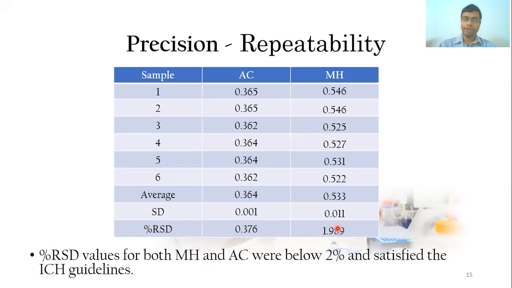However, the ICH guidelines give a limit for us. It says if the percent RSD is less than 2%, then we can accept this as a valid precision. In either case, this value is less than 2%. So both drugs pass the acceptance criteria for the repeatability.